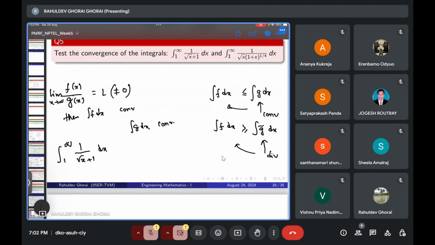Try it. What will the another function g(x) be?